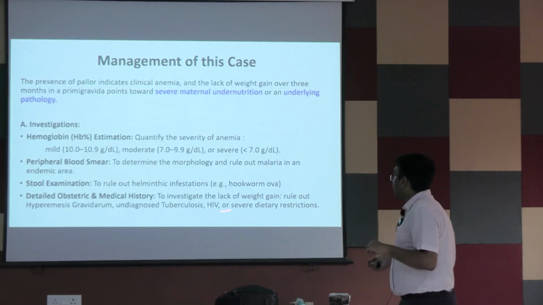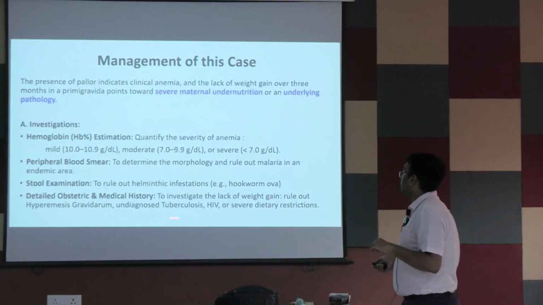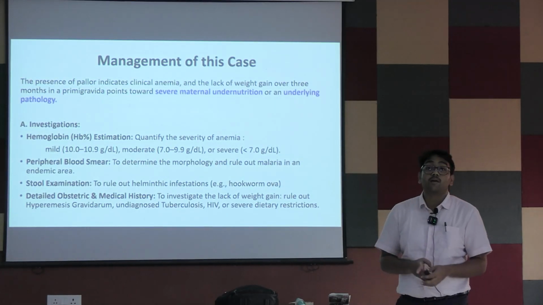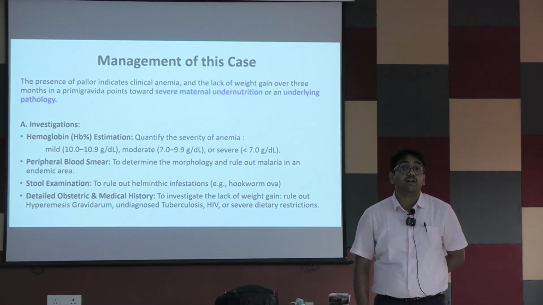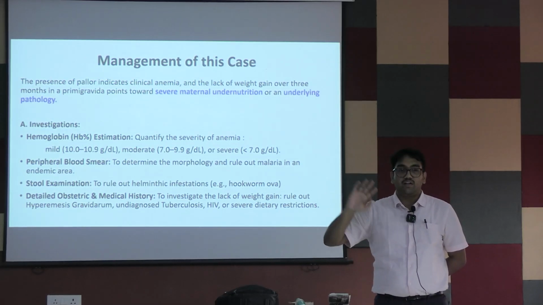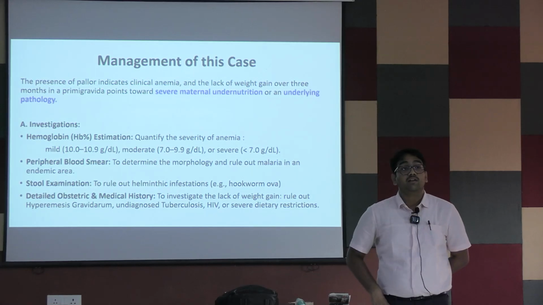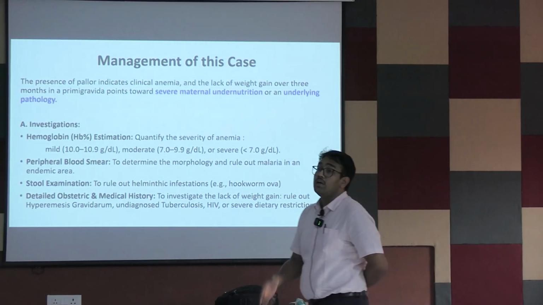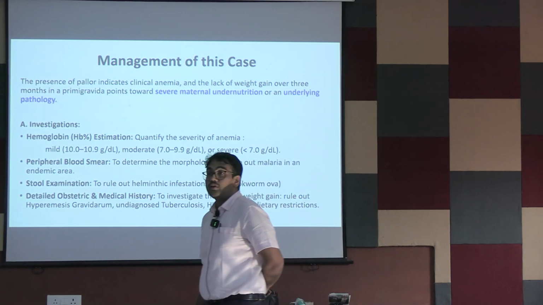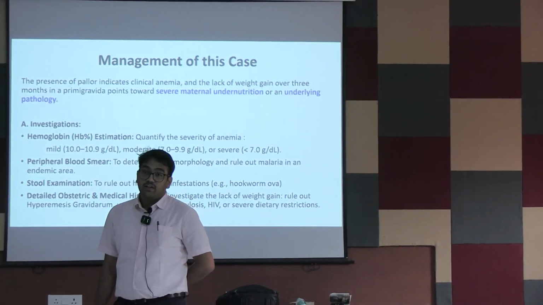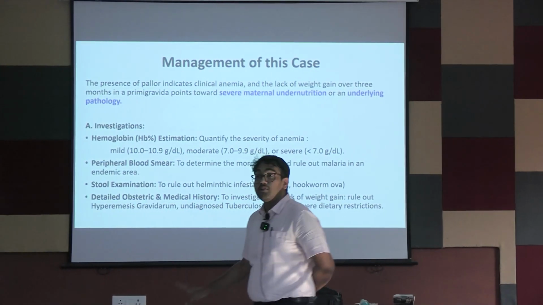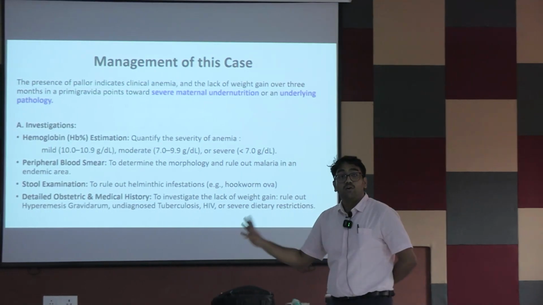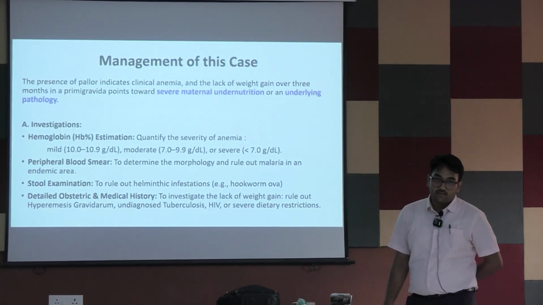We also need to rule out things like tuberculosis and HIV. There are also some practices where they deprive pregnant women of nutritious food, saying you should not take this in pregnancy, you should not take that in pregnancy. So whether such practices are hindering the mother from consuming nutritious food, those are all things that we need to evaluate, to find out why the mother is having anemia and not having any weight gain, isn't it?